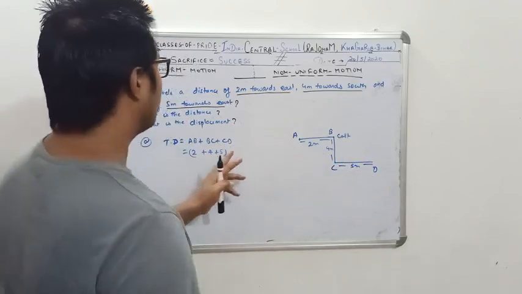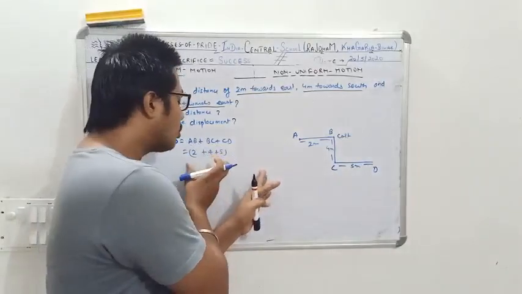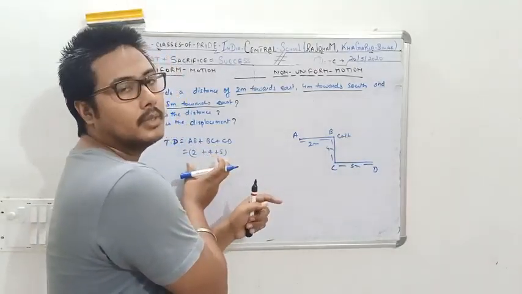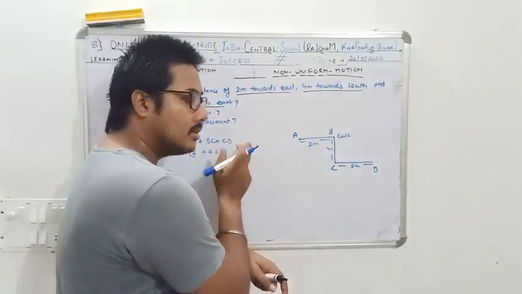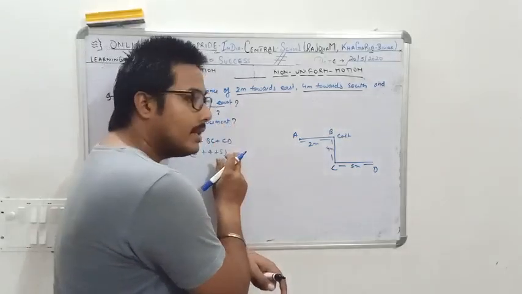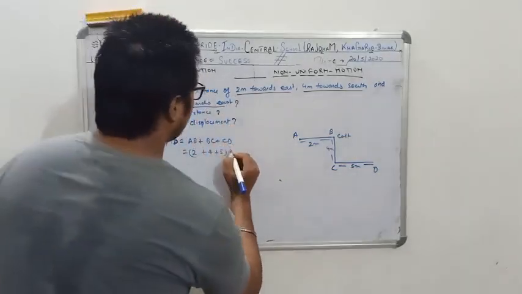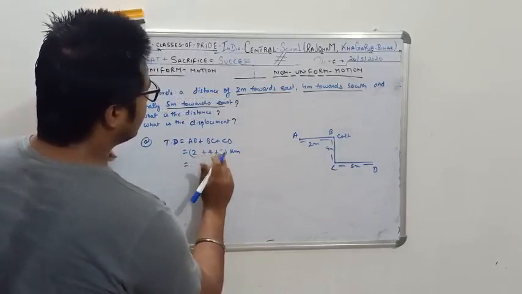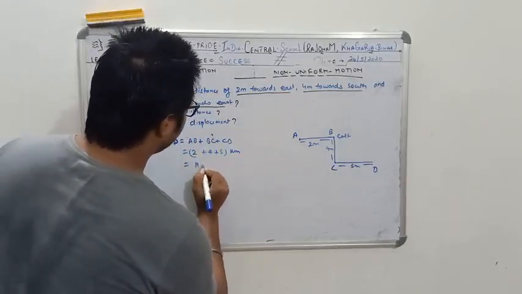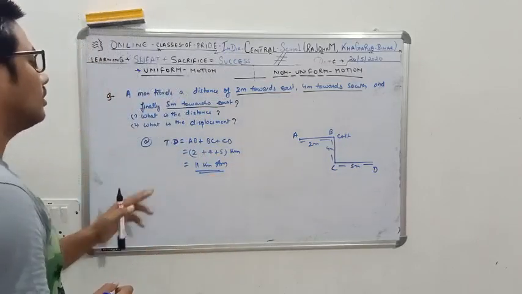Again I say, if you don't write a unit here, it's wrong. It does not qualify anything; it will be just a mathematical number. So you need to write what it is: is it kilometers, meters, miles, liters, milliliters, anything. So 4 plus 2 is 6, 6 plus 5 is 11. Kilometers is the answer for the total distance.